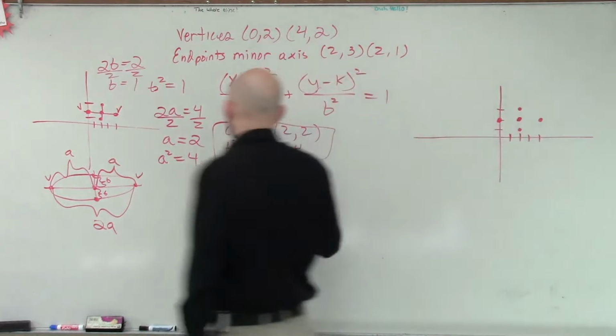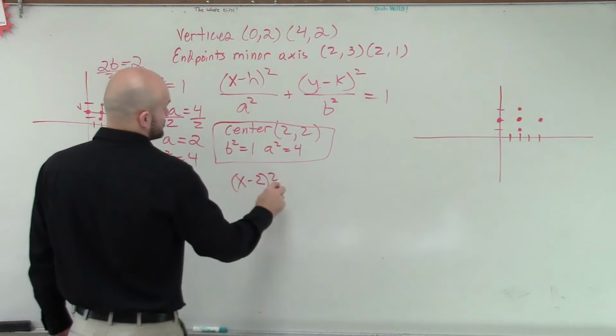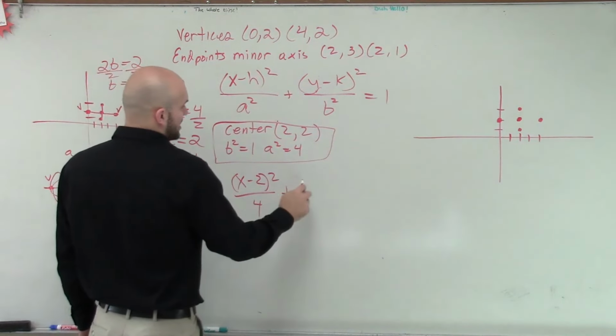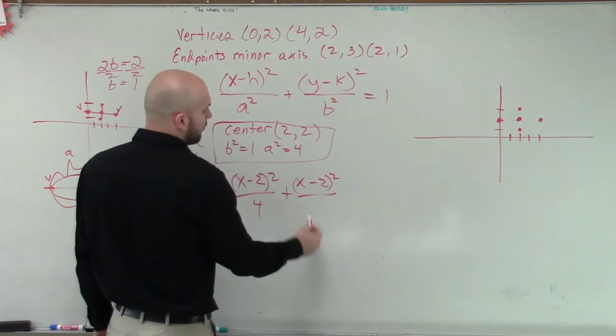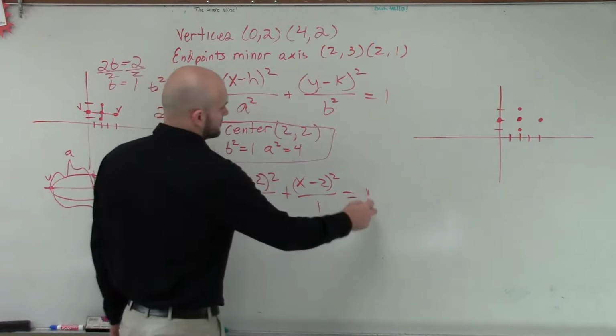So therefore, let's just plug it in. We have our center, so it's going to be x minus 2 squared over a squared, which is 4, plus y minus 2 squared over 1, which we don't really need to write, but I guess I will, equals 1.